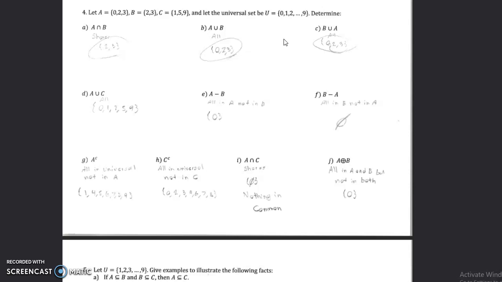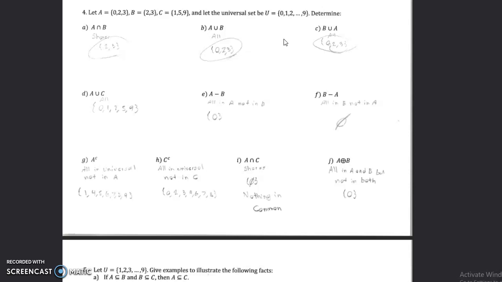For D, we're asking for all the elements in A and C. This one's going to be different from B because set C has different elements. So for D, we have 0, 1, 2, 5, and 9.